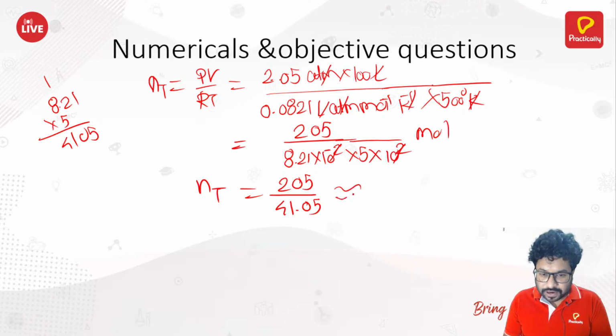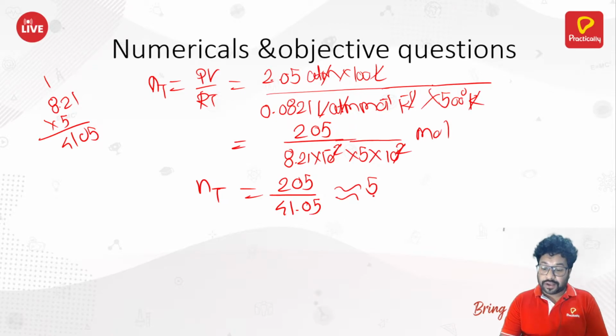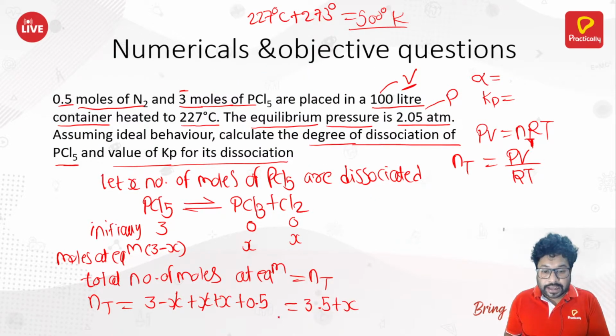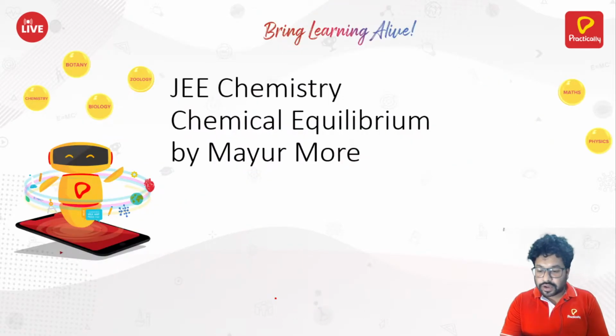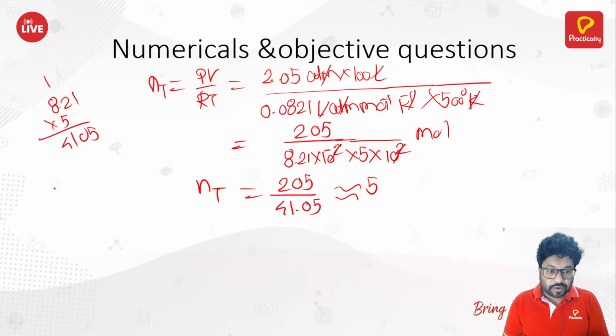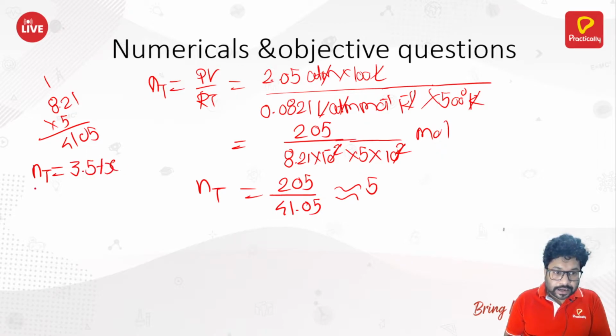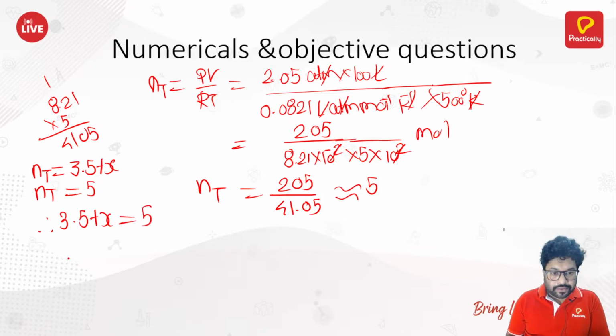So it is roughly equal to 5, right? So your NT is equal to 5. Now previously what did we get for NT? NT was equal to 3.5 plus X, right? Equating both the terms together, NT is equal to 3.5 plus X, and here NT is equal to 5. Therefore 3.5 plus X is equal to 5.